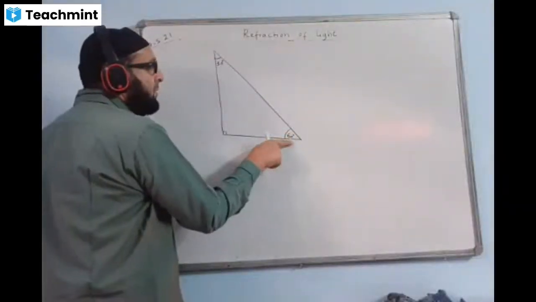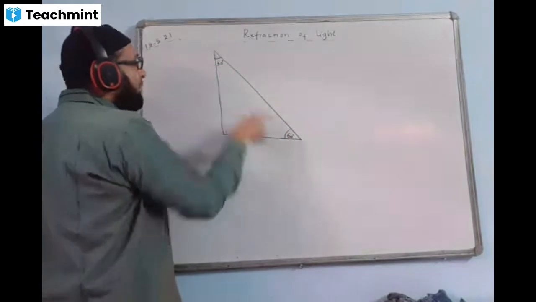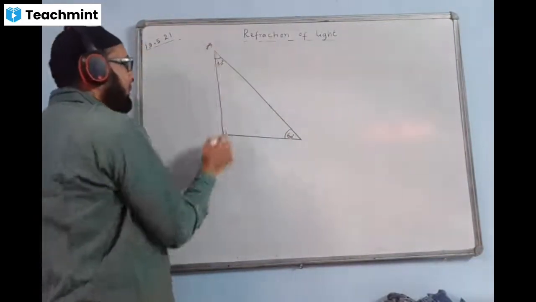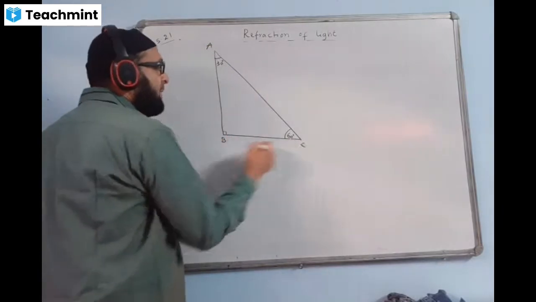Suppose here we are having a right angle prism, 90-degree angle. Here 60, because 60 plus 30 is 90, plus 90, the total angle is 180. The name of the prism is ABC.